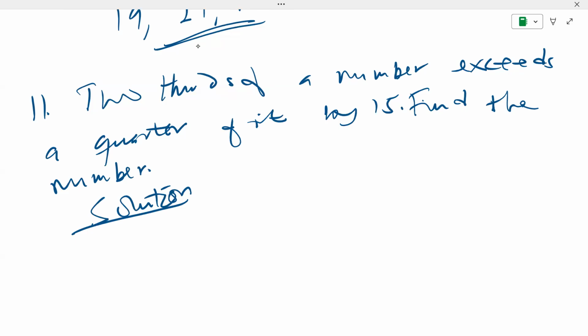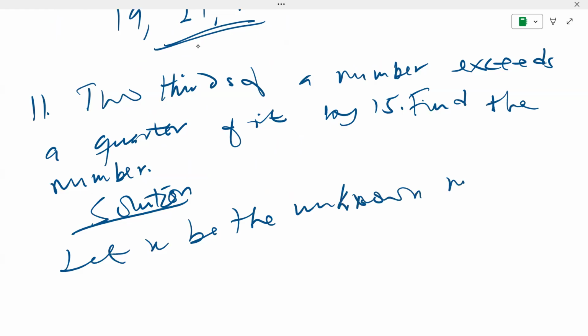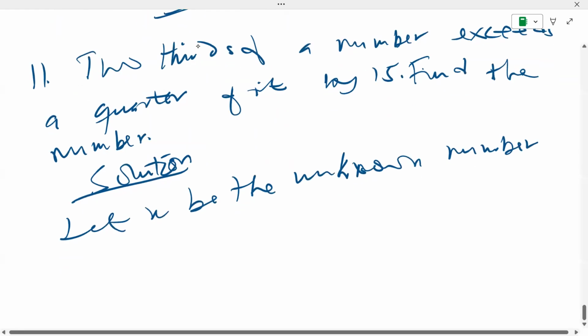Okay, so 2/3 of a number exceeds a quarter of it by 15. Find the number. And so from the problem, let x be the unknown number. Right. So we are taking it in tens.